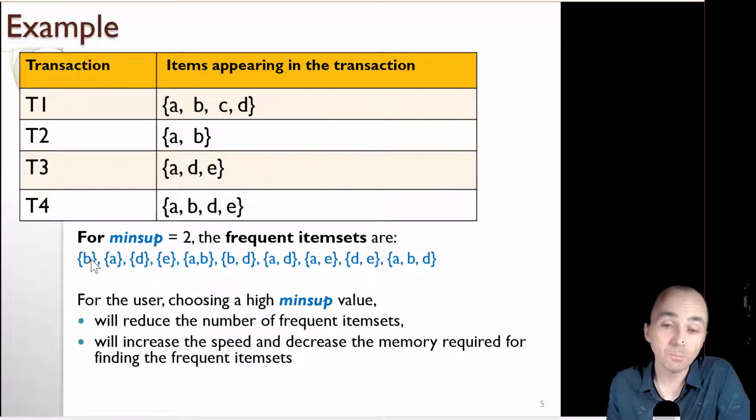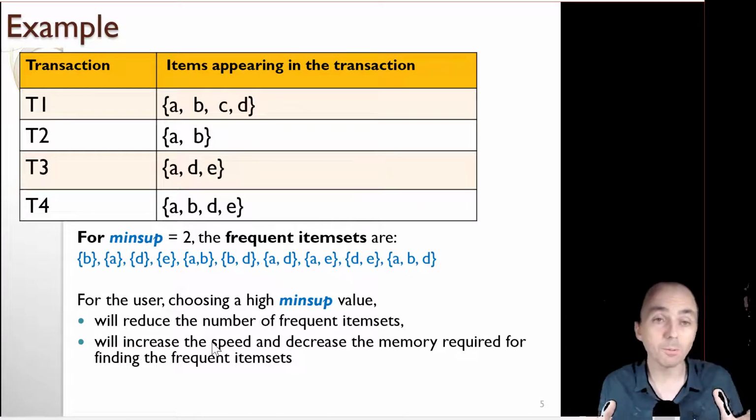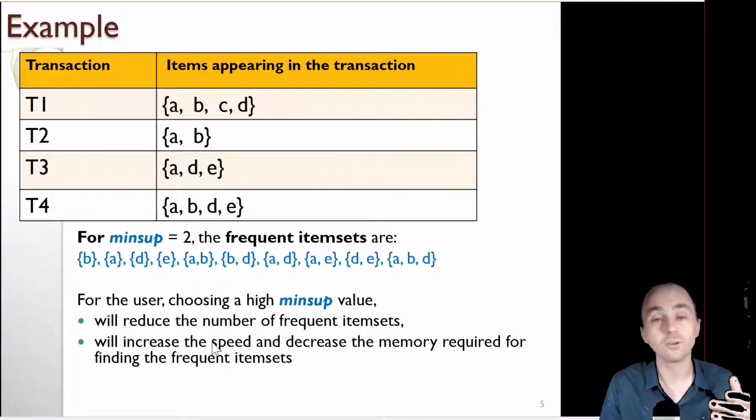B, for example, is a frequent itemset, bread, because B appears 1 time, 2 times, 3 times. It is at least 2. Another example, like AB also is a frequent itemset, because we have AB, AB, and AB, 3 times. It is at least 2. So this is a very popular problem in data mining. Okay, I made some video also about this before.